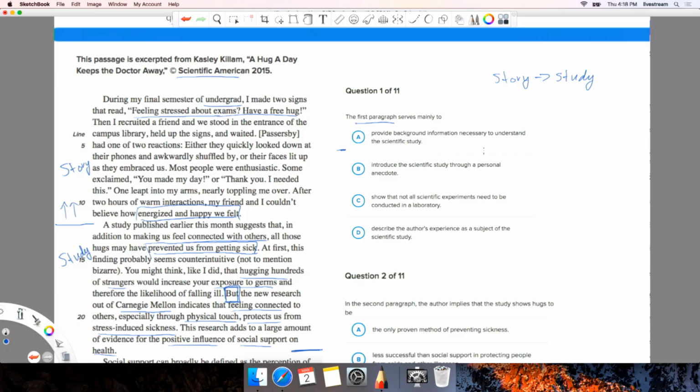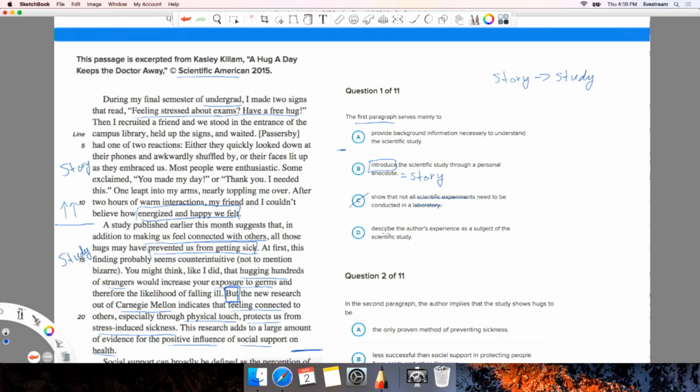And then, introduce the scientific study through a personal anecdote. Okay, so that's actually very close to my prediction, since an anecdote is a story, and I mentioned this introduce piece. So that seems like the top candidate so far. But let's take a look at these other ones. So, show that not all scientific experiments need to be conducted in a laboratory. Well, we're not talking in the passage about all scientific experiments, and there's no mention of a laboratory in the passage, so I can go ahead and cross that one out.